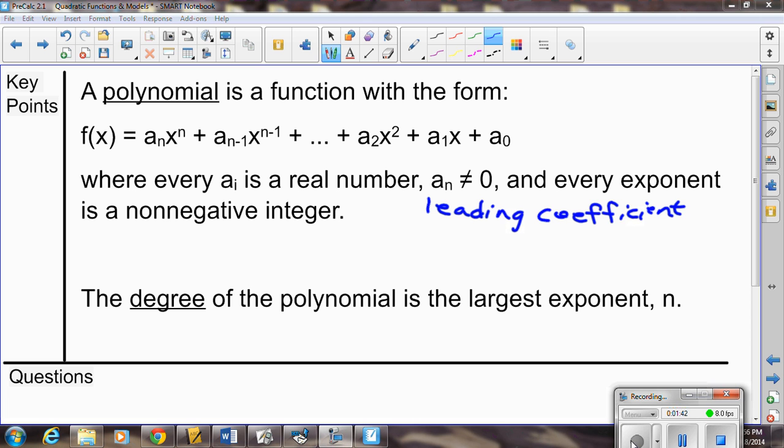So 0, 1, 2, 3, 4, 5, 6, 7, 8, 9, 10. Keep counting, you're good to go. But if you're trying to use negatives or fractions or decimals, that's not going to work. When you write out your polynomial, the largest exponent on your x's is called the degree.